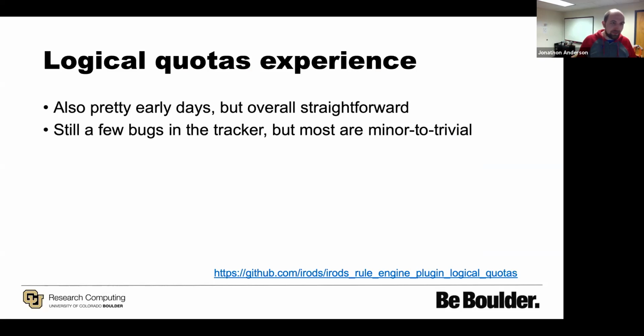So as with NFS RODS, it is also clearly early days here. There are a few bugs in the tracker, but most of them are either corner cases for things that aren't being tracked yet, or little permissions issues with who is allowed to set quotas and who can change quotas and things like that. But this seems like a much more straightforward thing than the NFS RODS stuff. So I imagine, again, that this will become production ready for us without too much additional work. This is on GitHub.